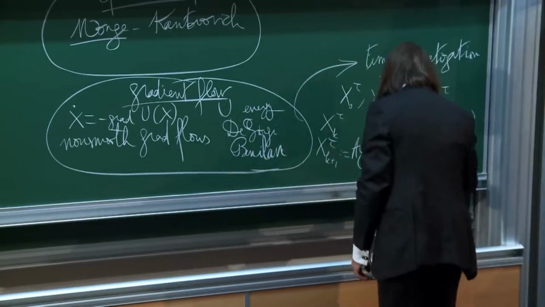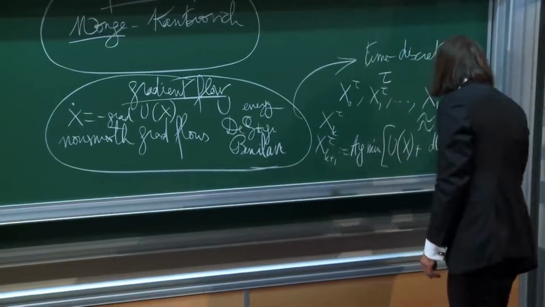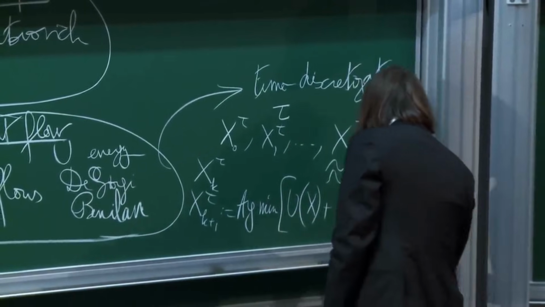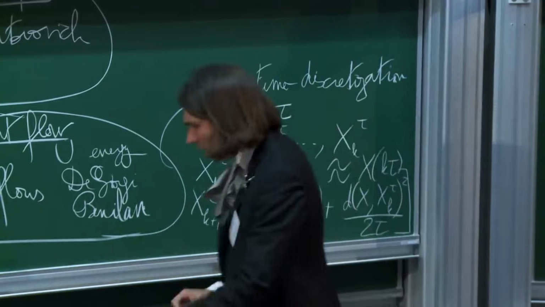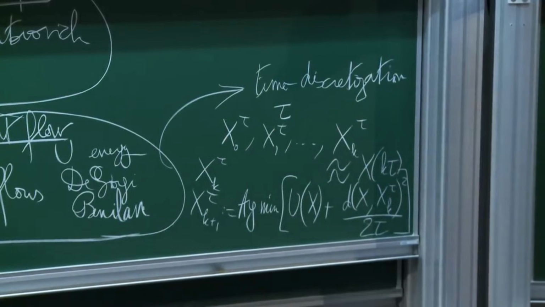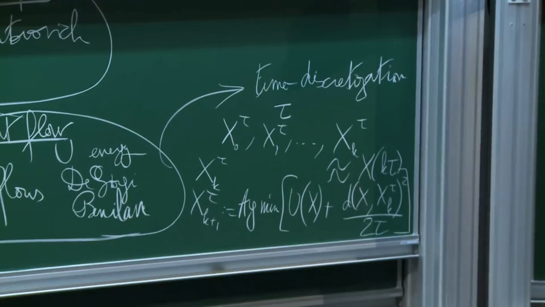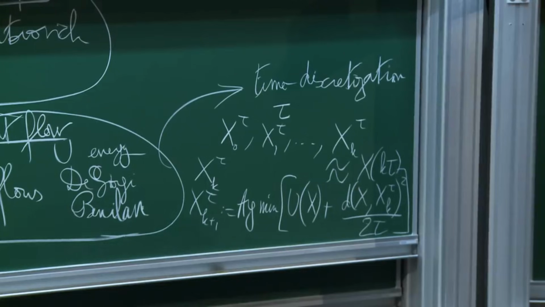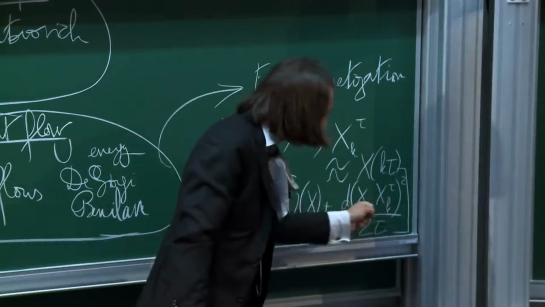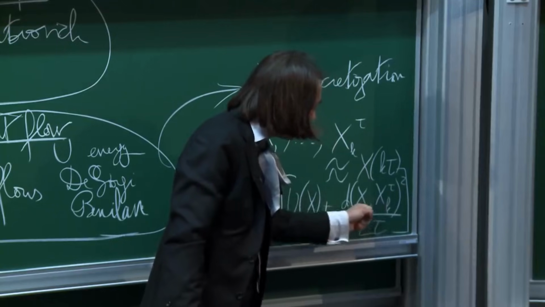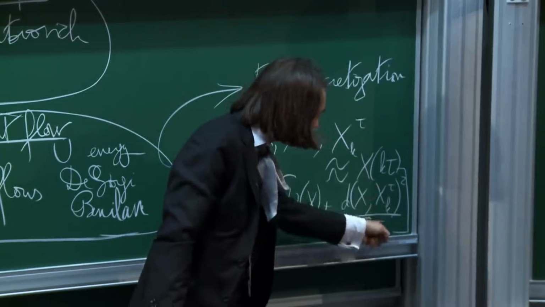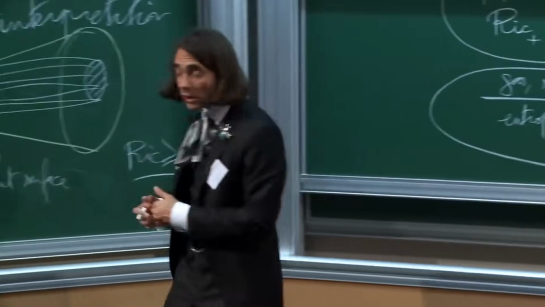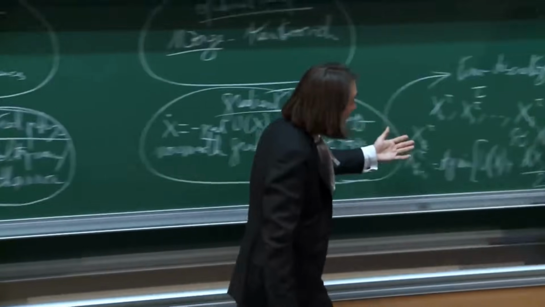u, my energy, u of x, plus distance x xk tau square divided by 2 tau. Meaning I want to make u decrease as much as possible, this is gradient flow, but not going too far from the point where I was just a moment ago. Not going too far, and how far is too far is measured in terms of the square distance divided by tau.